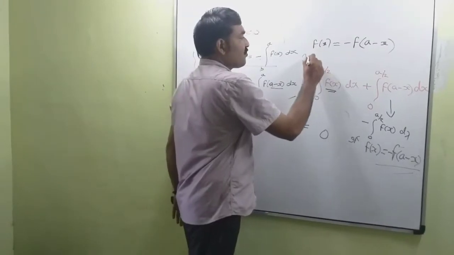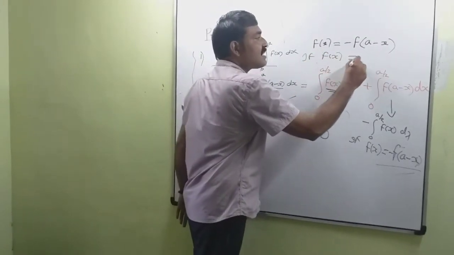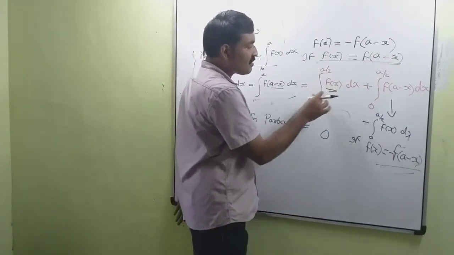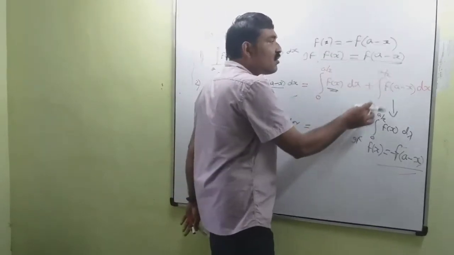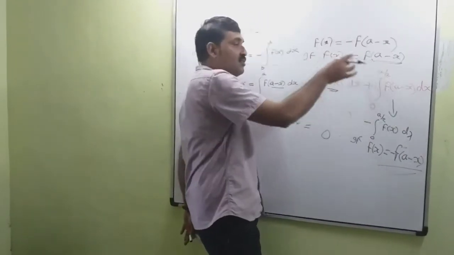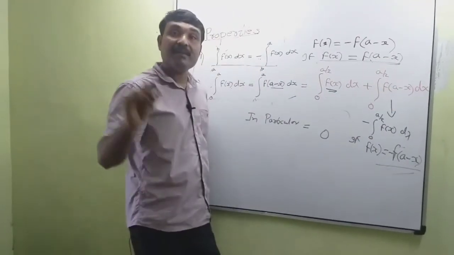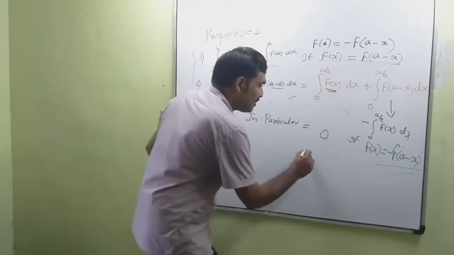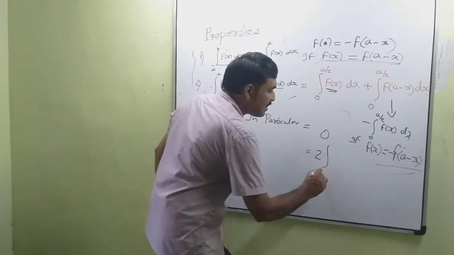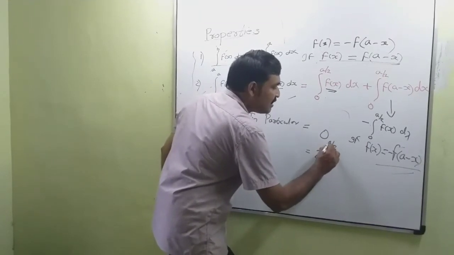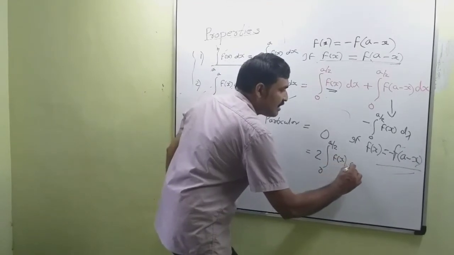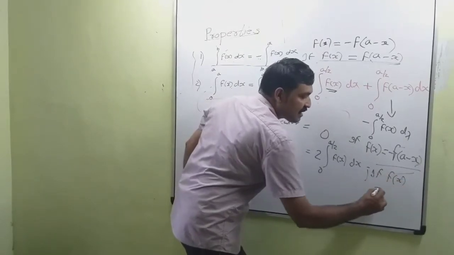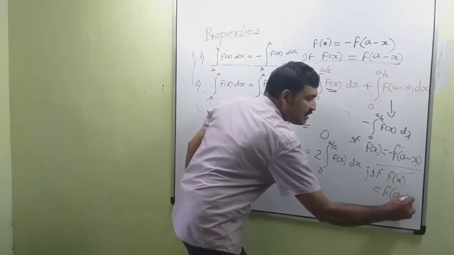Now, if f of x is equal to f of a minus x, if these two are equal, then this becomes integral 0 to a by 2 f of x dx plus integral 0 to a by 2 f of a minus x dx, where f of a minus x is replaced by f of x. So that becomes 2 times integral 0 to a by 2 f of x dx, provided f of x is equal to f of a minus x.